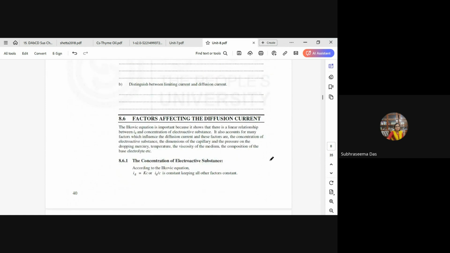Then the factors that affect the diffusion current. The Ilkovic equation is very important because it shows the linear relationship between ID and C. It also accounts for other factors which influence the diffusion current, and these factors are the concentration, the dimensions of the capillary, the pressure on the dropping mercury, the temperature, the viscosity of the medium, and other factors.